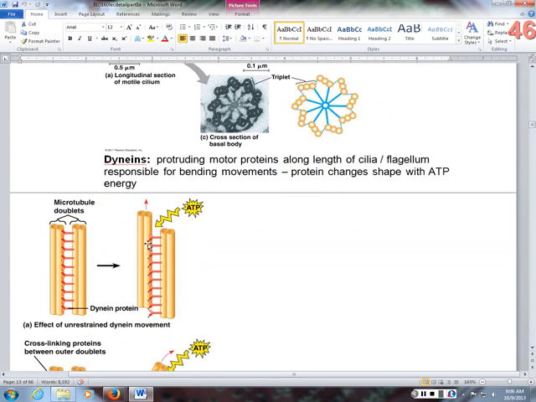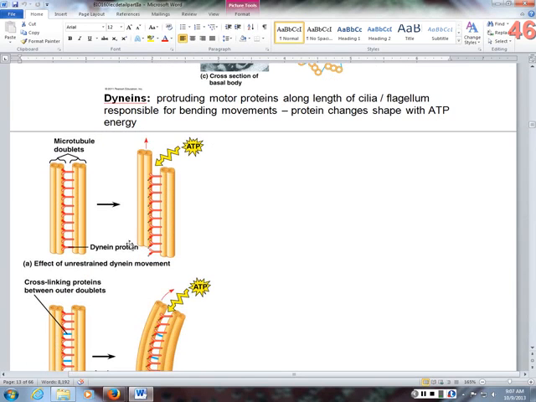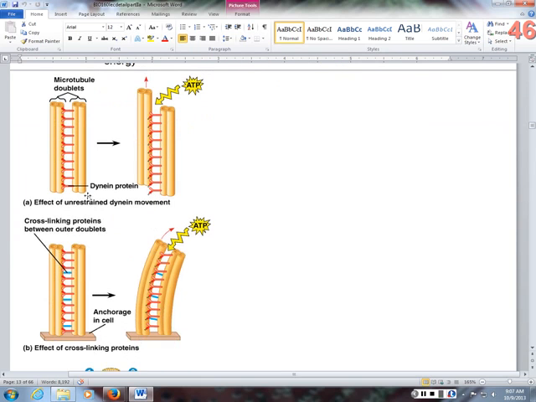The dyneins are protruding motor proteins that are going to go along the length of the cilia and flagella. These proteins are going to be what is responsible for the bending movements. So here you can see that it's kind of sliding back and forth, that they start out lined up in there. So because they slide back and forth like this, it allows them to bend side to side. And so this one looks like a sperm. That's what lets the sperm tail go side to side and swim.